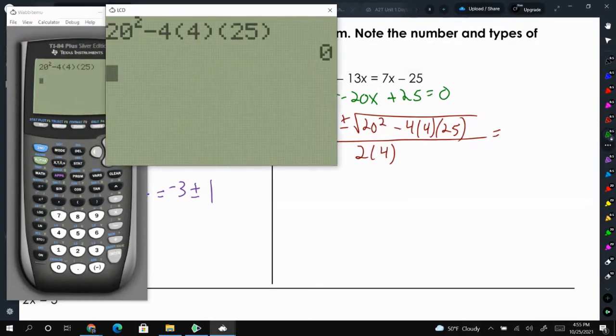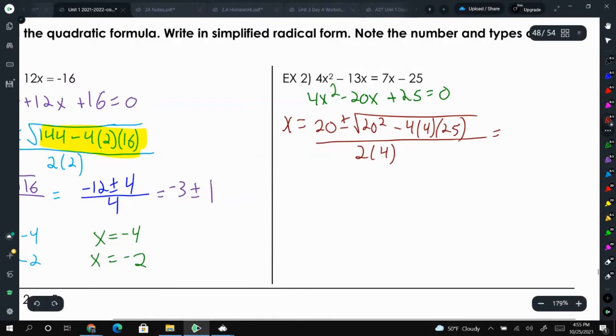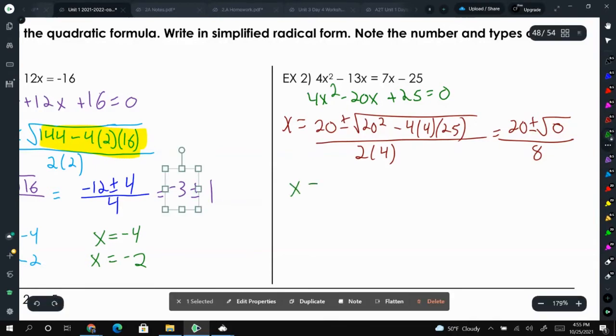And see, we got 0. That is actually going to make the problem a lot easier. The square root of 0 is just 0. So x equals 20. We don't need to write plus or minus 0. So it's going to be 20 over 8. And that fraction can be simplified to 5 over 2. And we'll leave it like that.